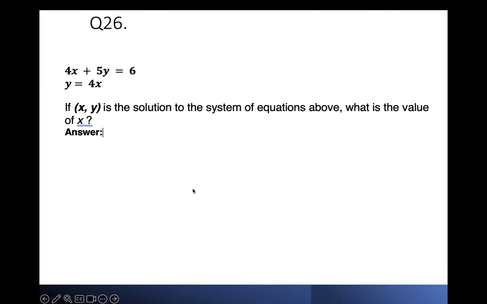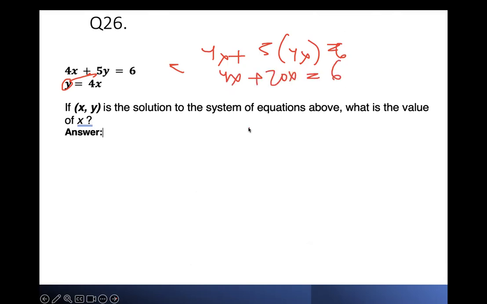Well, if they are the solution, they should satisfy both. I have an equation where I can substitute y here, straightforward, right? 4x will become what? 5 into bracket 4x, because y is 4x, equal to 6. And therefore you have 20x is equal to 6. This will give you what? x will be 6 over 24, and you know this is 1/4.